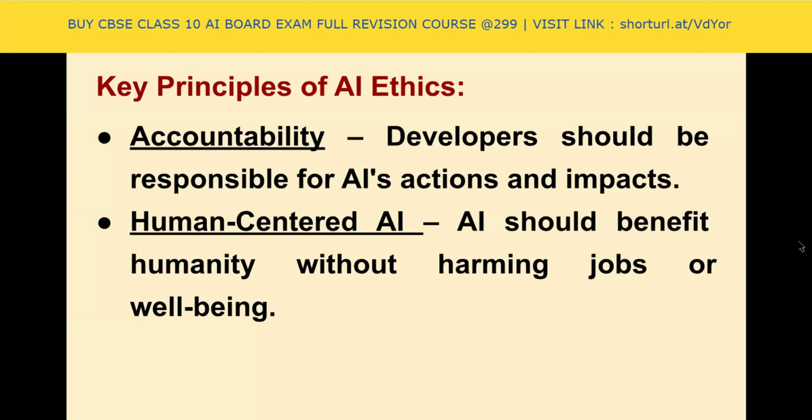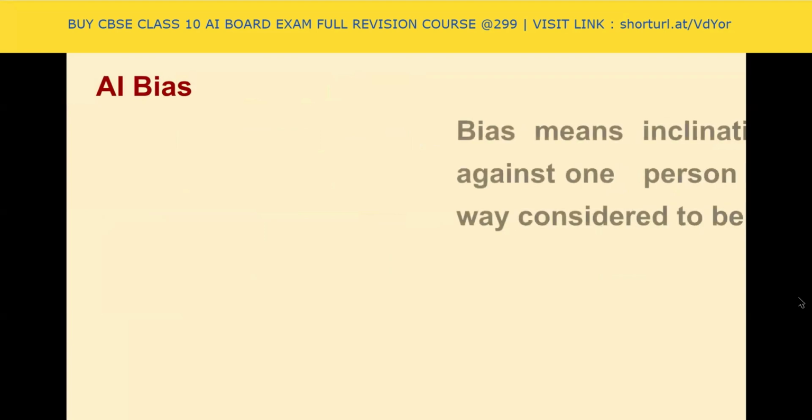Okay, so there should be accountability. If some actions are done by the AI, the developers should be accountable for those AI actions. Secondly, it should be human centered. Everything is done because the AI is there, only the human beings are doing this. So it's very important that it should be for the benefit of humanity. It's not like it is doing something which is harming people, their jobs, and their livelihood. So it should also be taken care of in the AI principles or ethics.